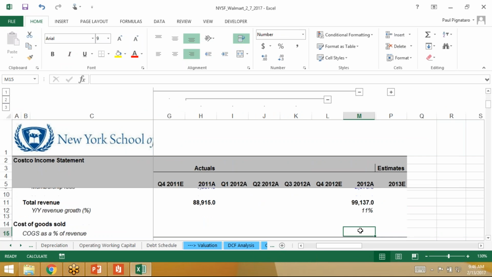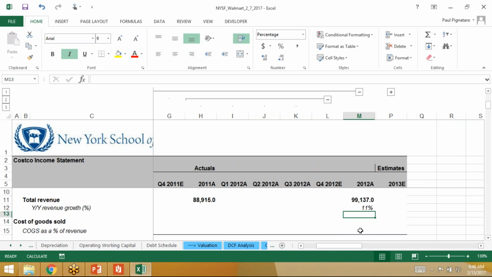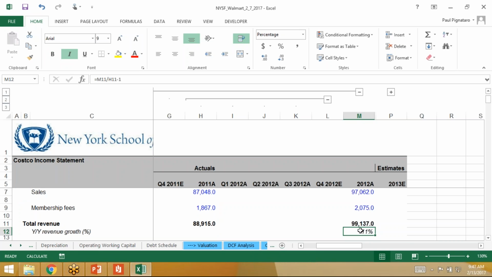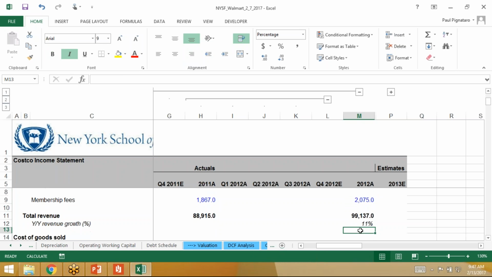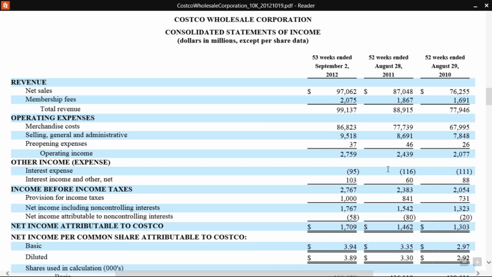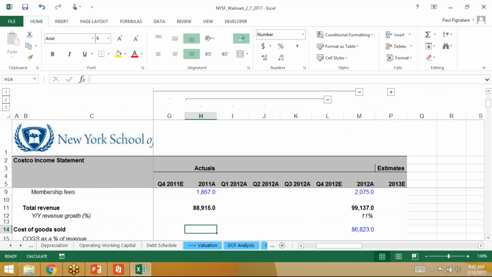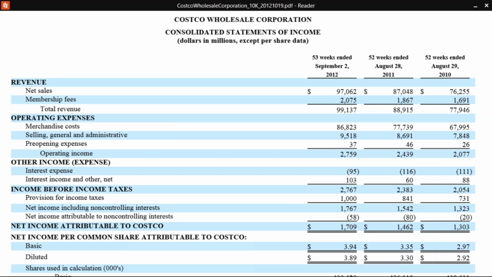And then we're going to lay out our cost of goods sold. Okay, cost of goods sold. We got 86823, 77739. 86823, 777, what did I say, 29? 77739.